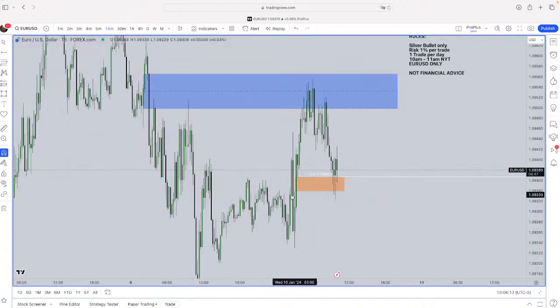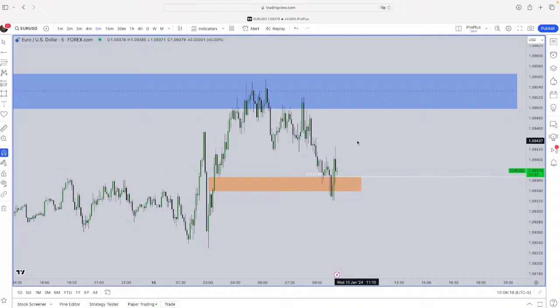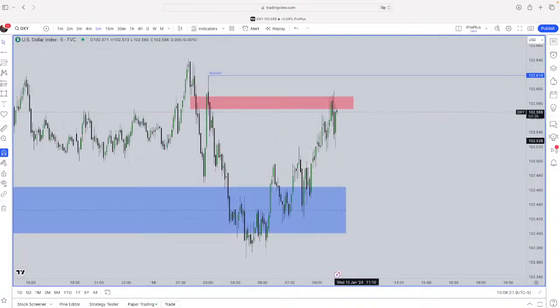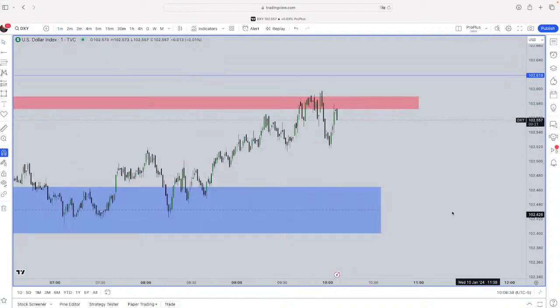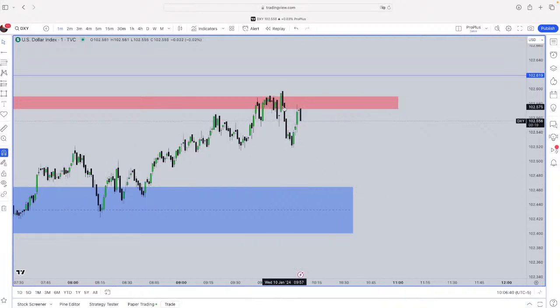I do like the fact that it is bouncing off this 15-minute BISI. Just going to take a look at the dollar. Dollar as well looks quite nice there.